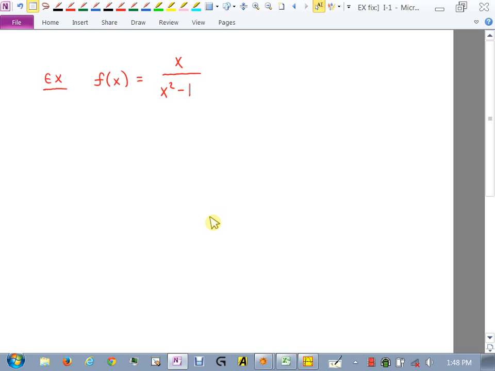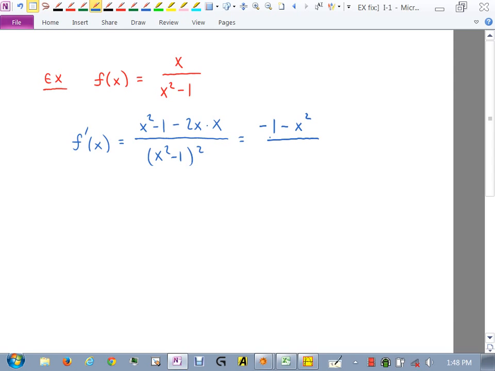So let's take a look at what's going to happen here. We're going to need the derivative first, right? So here's our derivative. Derivative of the top times the bottom. Here's the bottom. Minus derivative of the bottom times the top, all over the bottom squared. The top turns out to be -1 minus x squared over x squared minus 1 squared.